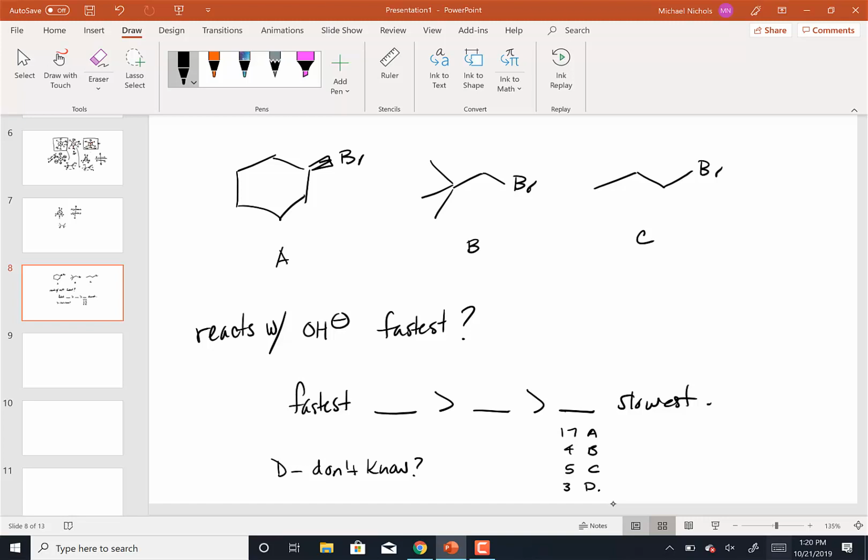So, let's do which one reacts fastest. So which one is going to react fastest? I won't tell you which one is the correct answer there. You can assume that the majority is right, although that would be an assumption. Okay, which one reacts the fastest?